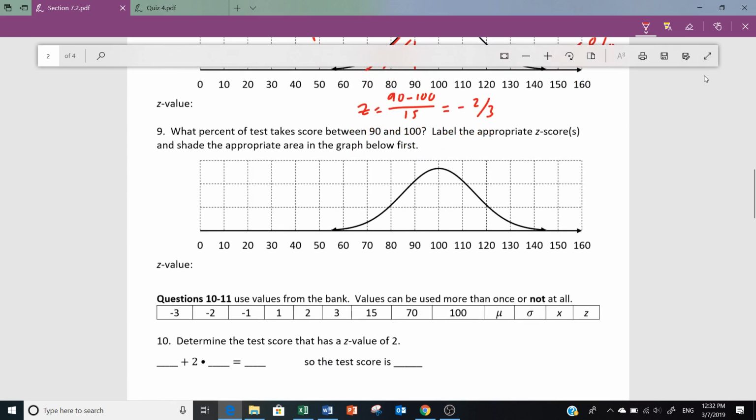Okay, next we want the percent of test takers between 90 and 100. Let's see if we can form groups of 2 and find the percent of test takers between 90 and 100, and we may need to use Excel for this one. The percent of test takers between 90 and 100.